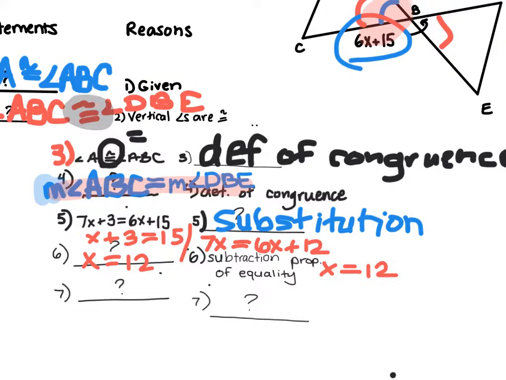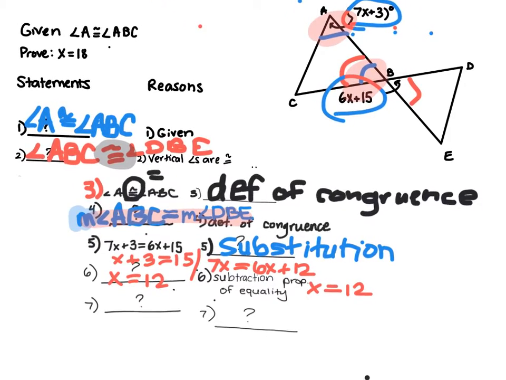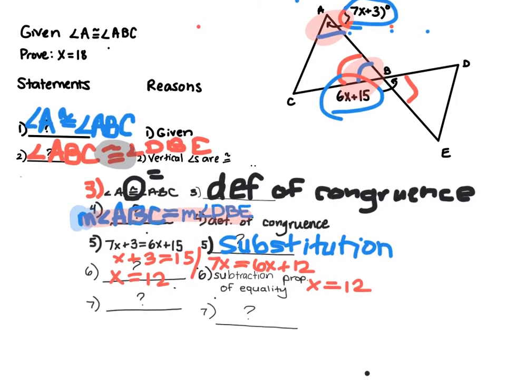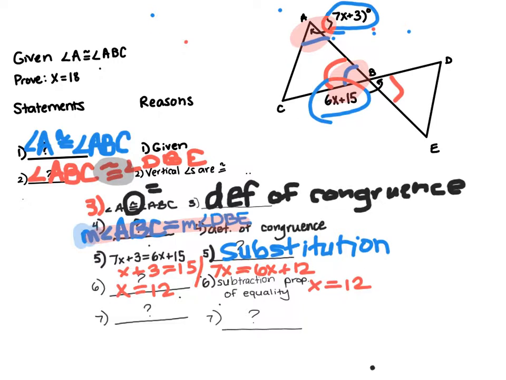Why does it say x equals 18? Because it's a typo. I wrote it wrong. I did this so fast. I'm surprised that there weren't more mistakes. It should be 12. Sorry, guys.